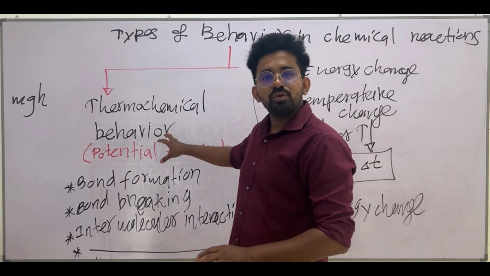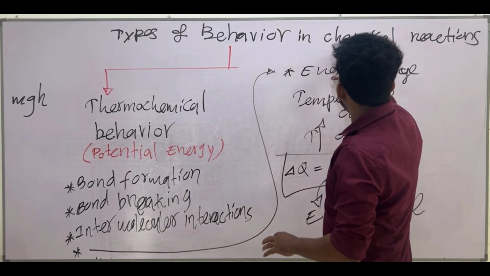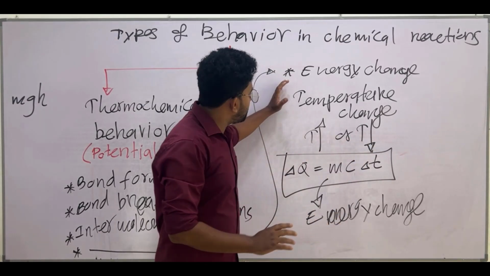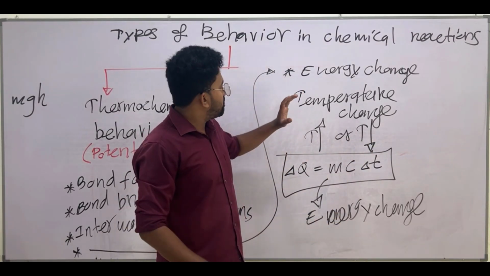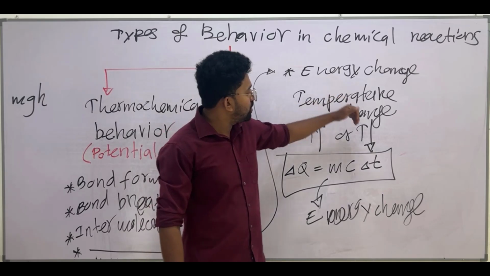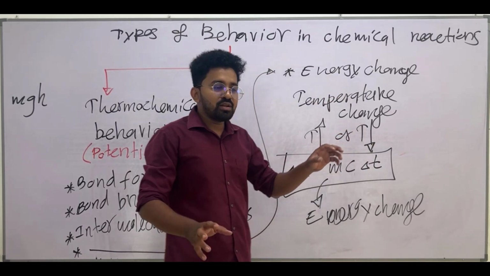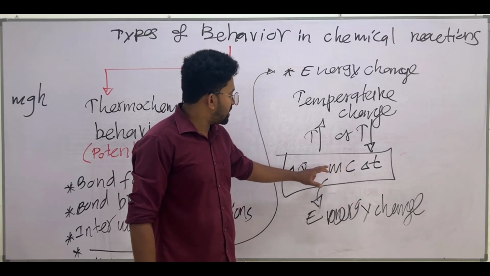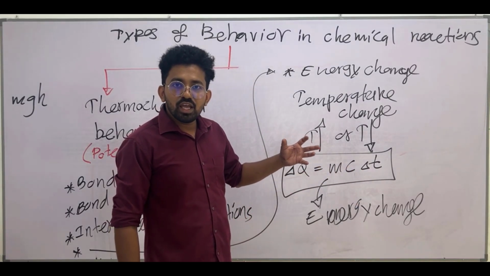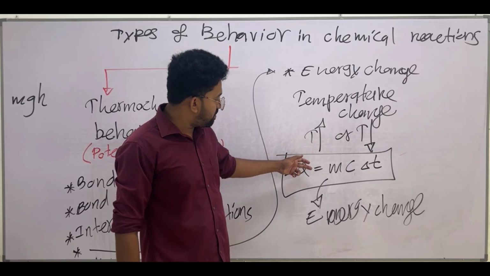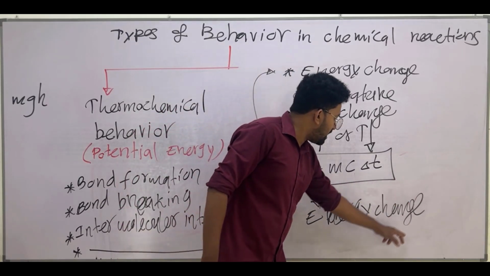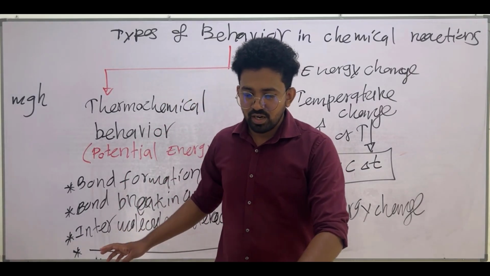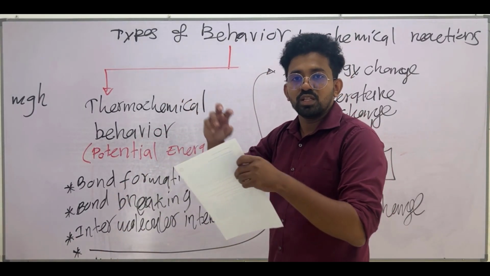So how do we measure the potential energy? We measure the energy change. How do we measure the energy change? We measure the temperature change. It means we can measure the temperature increase or decrease. And then by using the equation delta Q is equal to mc delta theta, we can calculate the amount of energy released or absorbed, and so we can calculate the energy change likewise. So these are the basic things. You can write down these things within the books.